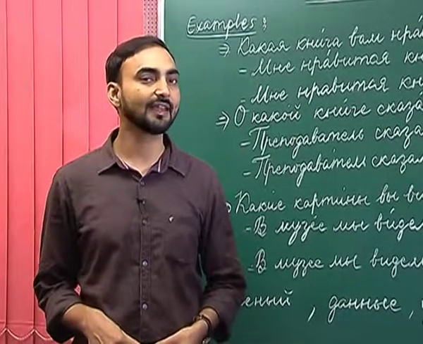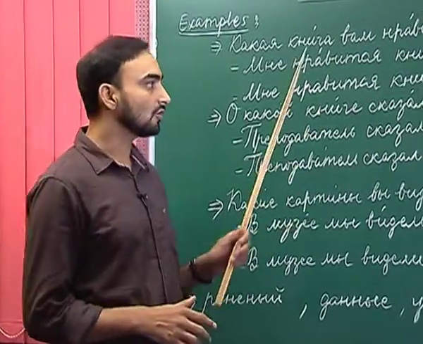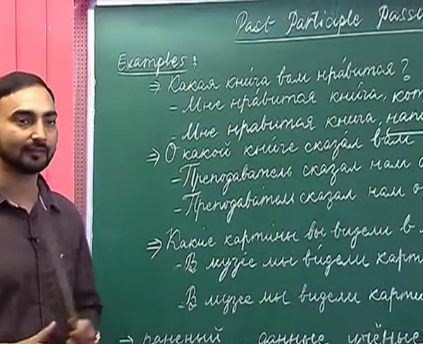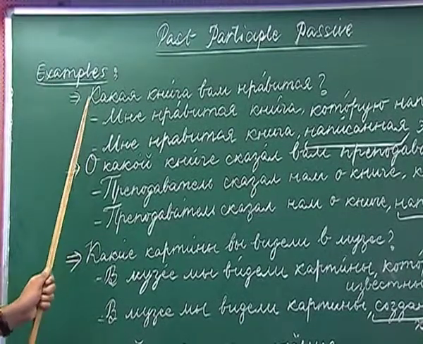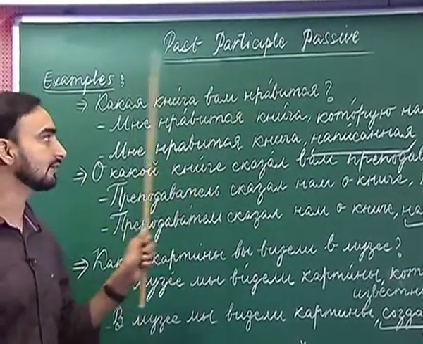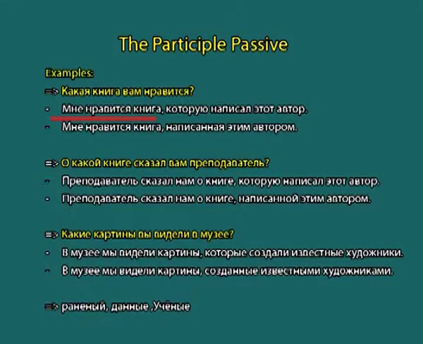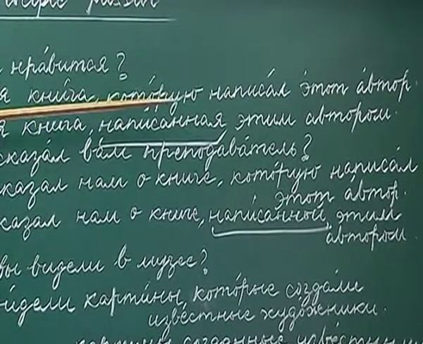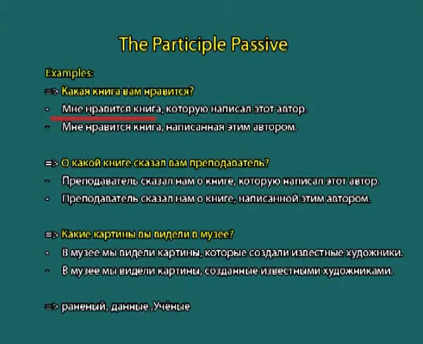Now, let us look at some of the examples of past participle passive. How do we use past participle passive in sentences? For this, again I have written a question with kakaya. Kakaya kniga vannaravatsa. So, which book do you like? Mnye naravatsa kniga katoruyu napisala etat after. So, here we are using a complex sentence with katori. I like the book which was written by this author.